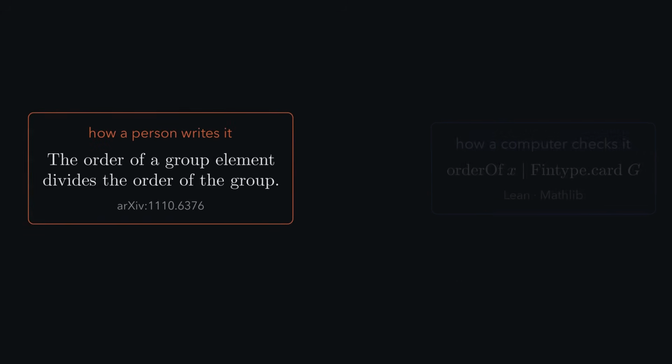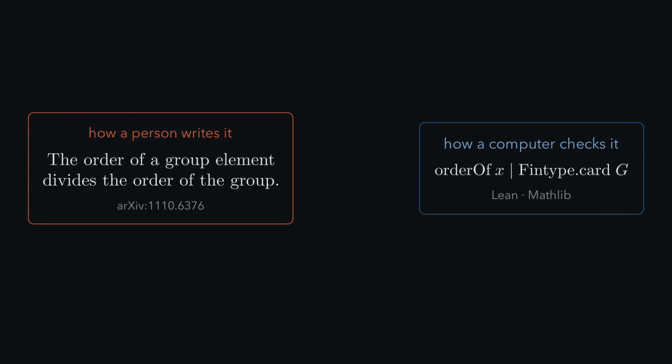Here's a single mathematical result written in two ways. On the left, the way a person writes it in a paper, and on the right, the way it's written in Lean, which is a formal language that a computer can check step by step. To us, these are plainly the same theorem, but to a computer, they're completely unrelated strings.